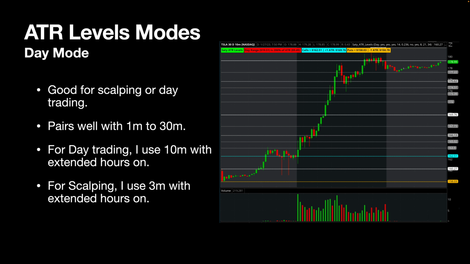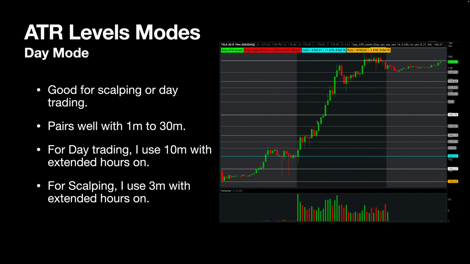So all the examples I'll show you are my defaults. And then for scalping, same deal, extended hours on, but I just go down to the 3 minute. So super useful. And you can see that this was a beautiful move. Started at the put trigger in pre-market, went above the call trigger, held it, and then just continued up all the way to almost 180, actually above 180.